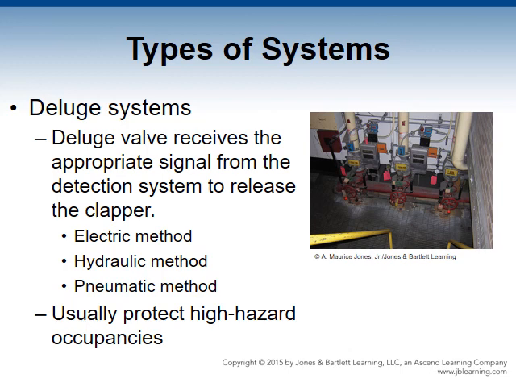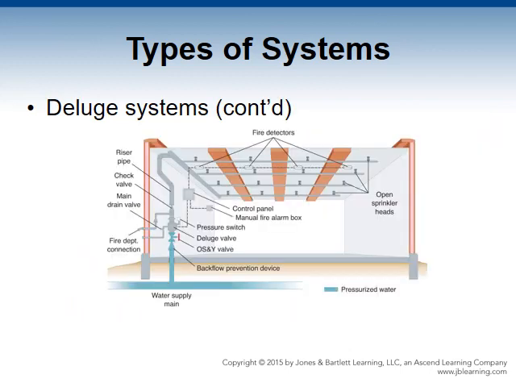Operationally, the deluge valve receives the appropriate signal from the detection system to release the clapper. And again, you have the electric, hydraulic, or pneumatic methods to operate. These systems usually protect high hazard occupancies, such as power plants, aircraft hangars, woodworking facilities, explosive and ordnance factories, refineries, cooling towers, and chemical storage and processing facilities, to name a few.